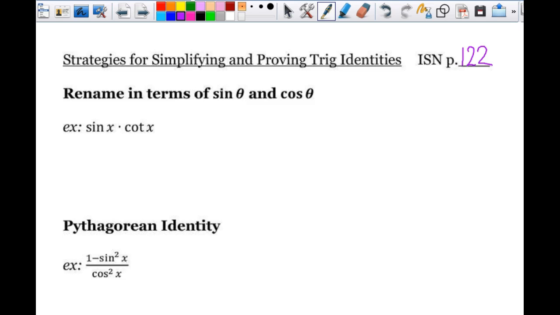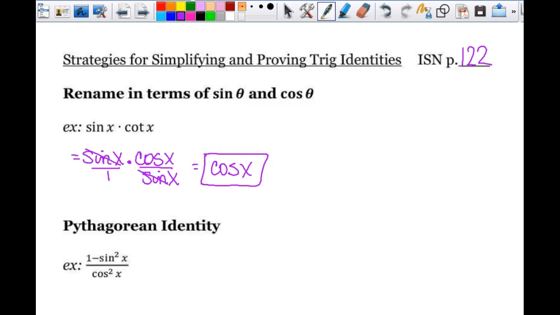Renaming in terms of sine and cosine can be helpful. So in this example, I already have sine x. Well, cotangent is a ratio, right? So this would be sine x times, what is cotangent in terms of sine and cosine? Good. Cosine over sine. So cosine x over sine x. So this is like sine x over 1. In the end, can I cancel anything? Yeah, they just cancel out, and I just get cosine of x. But even if you can look at this and know that's what's going to happen, you don't get to jump to this. You have to have something in there that shows process, because that's the whole idea here.